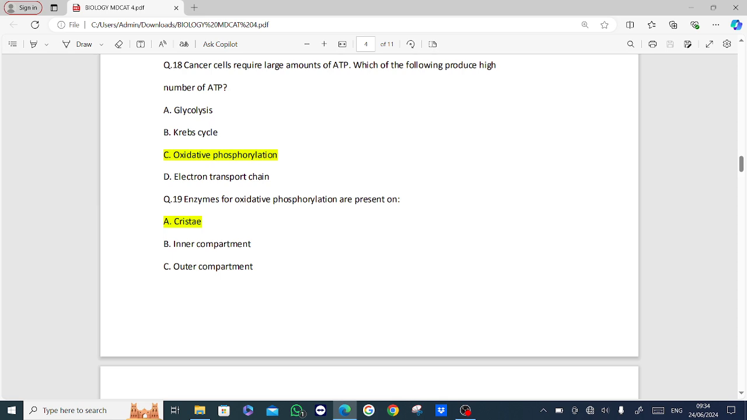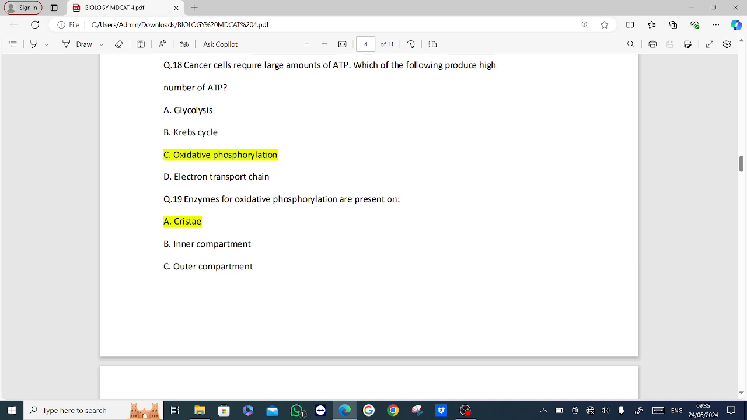Next MCQ is: cancer cells require large amount of ATP. Which of the following produces high number of ATP? Options are glycolysis, Krebs cycle, oxidative phosphorylation, electron transport chain. Answer is option C, oxidative phosphorylation.